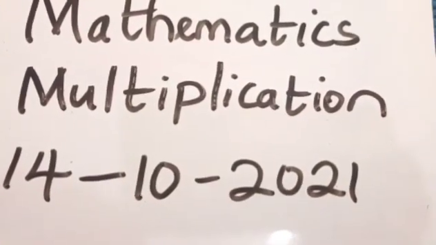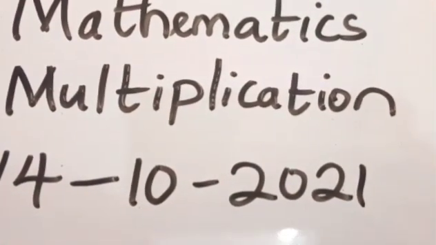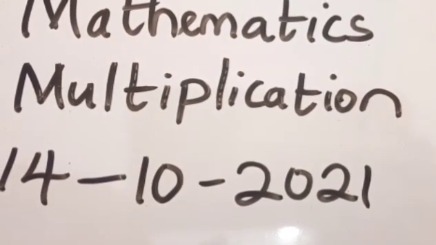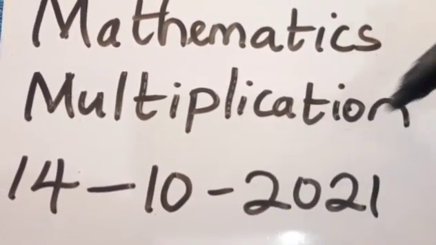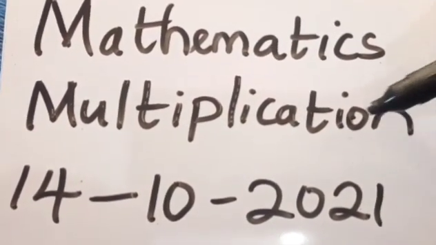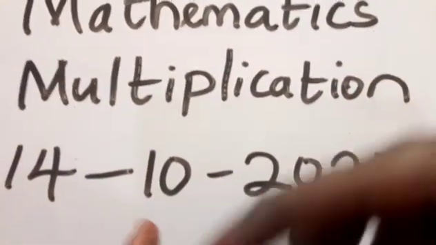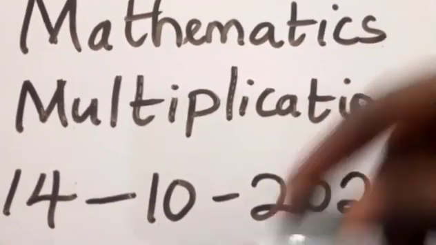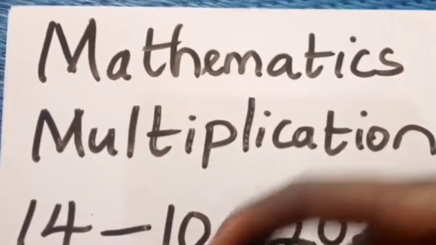How was the night? Today we are going to continue from where we stopped yesterday in the multiplication. I gave you some examples on the multiplication of 3 digits by 3 digits. So today I'm going to give you more examples.